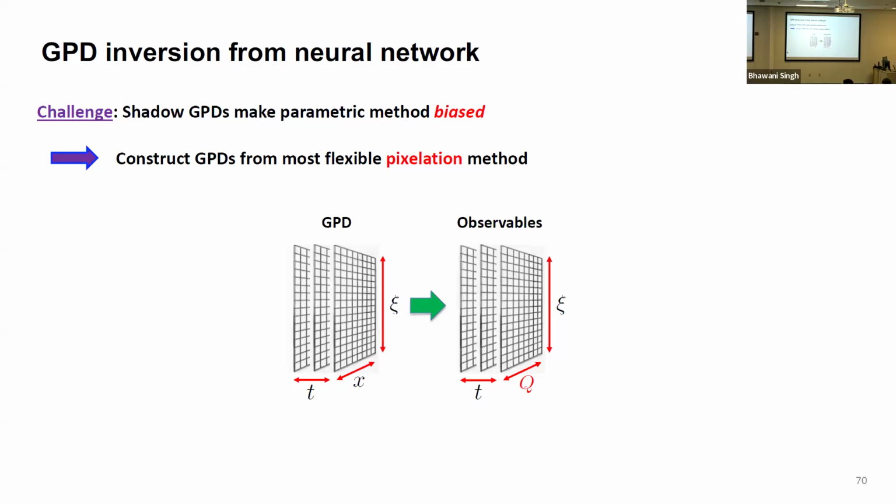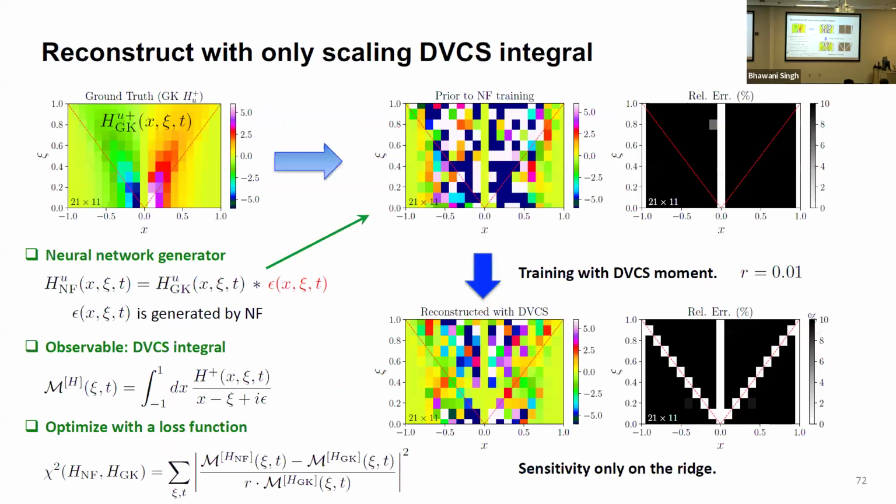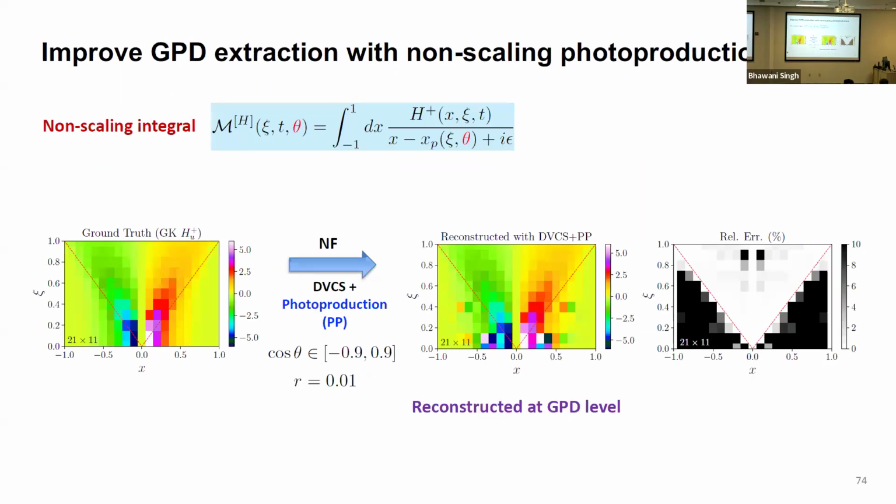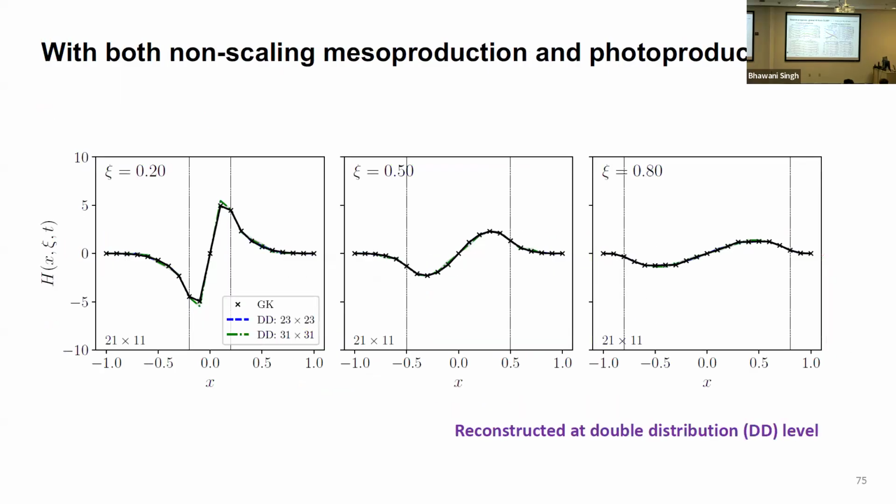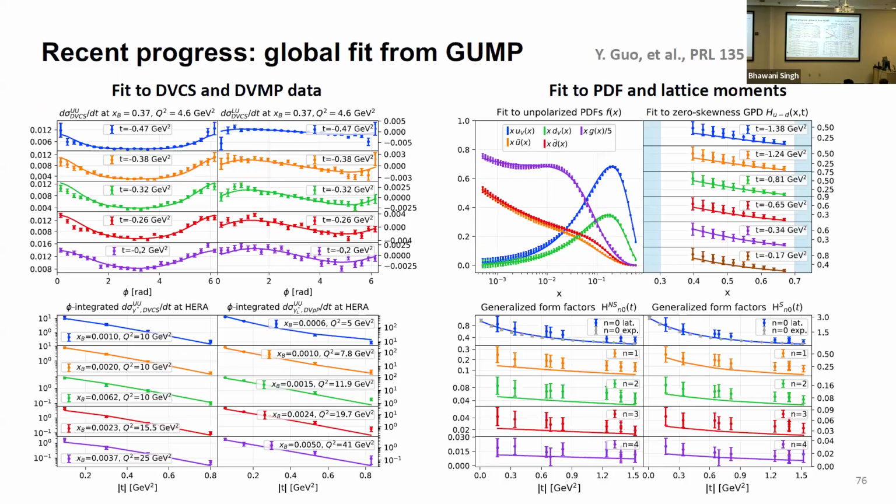Okay, so I can stop here and skip all these different slides to connect to the global analysis of GPDs using the machine learning method. And this is the recent global fit result, just to show you that people managed fitting all the available data. 10 to 15 minutes. Might be interesting.